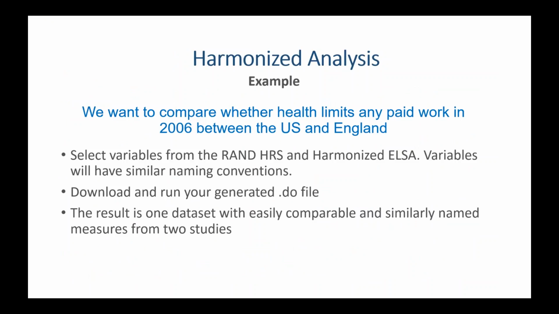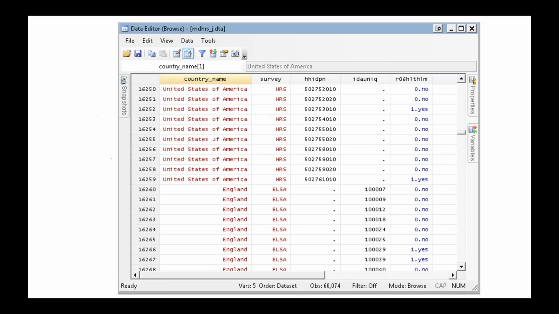We can download and run our generated do file, and the result is going to be one data set with variables which are exactly comparable and similarly named. In this case, we've used an R06 name, so respondent level 2006 health limits work, and everything has the exact same value here. So it's quite easy to go ahead and start to do your analysis using any weights. One of the things that we want to do is take out a lot of these data steps for you.